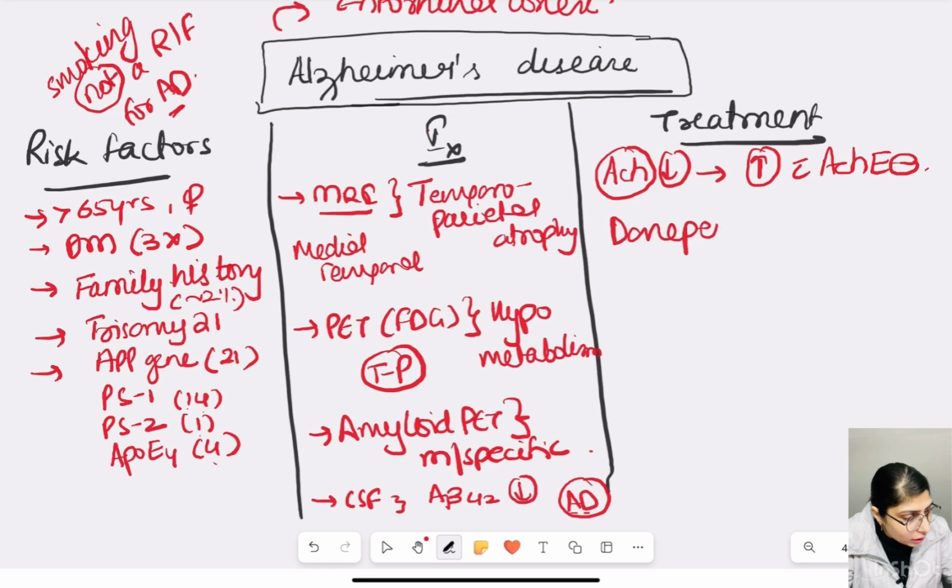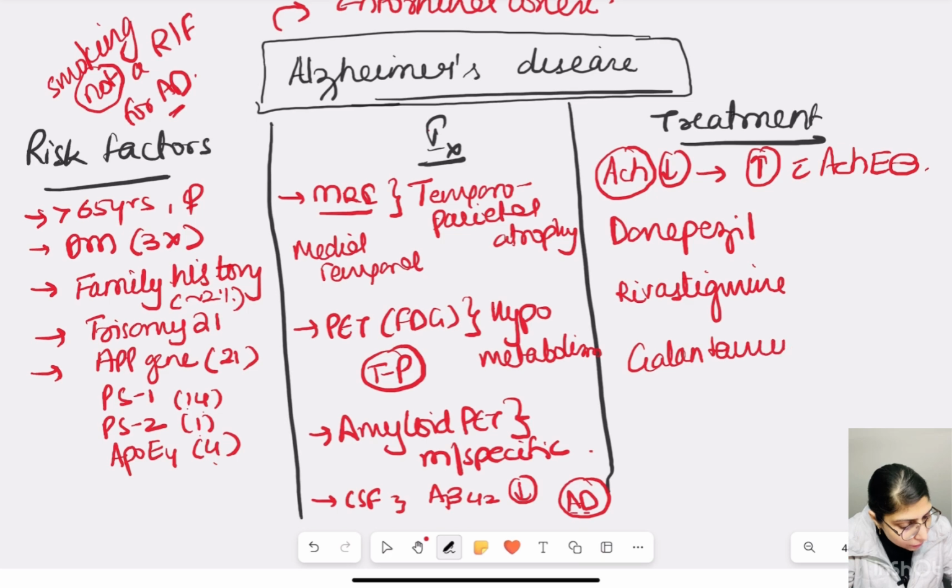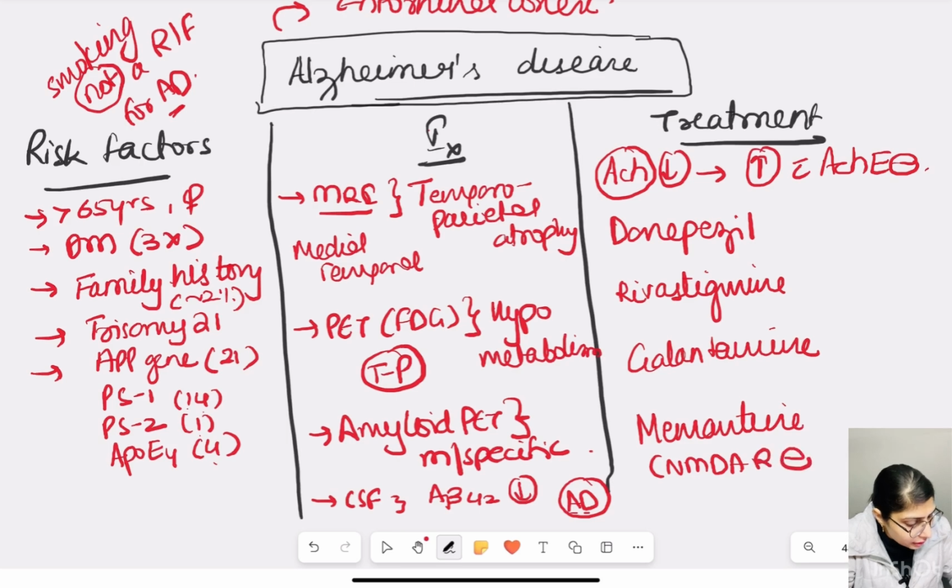So among all the acetylcholinesterase inhibitors, we have one is donepezil, then there is rivastigmine, then there is galantamine, right? And then memantine. Memantine is not an acetylcholinesterase inhibitor, it is an NMDA receptor inhibitor.